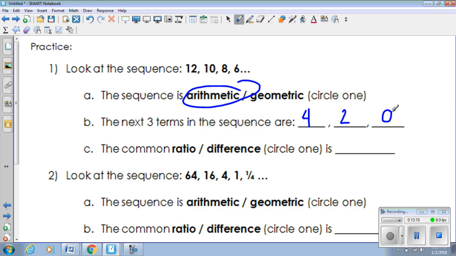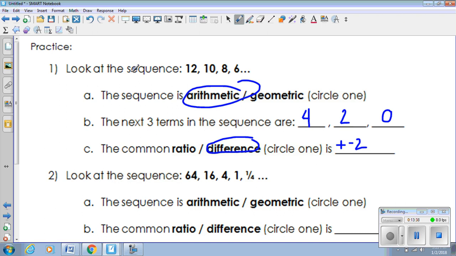The common ratio or the common difference is what? Well, I'm going to have a common difference because it's an arithmetic sequence. And that's what difference goes with. And what did I do each time? Well, I subtracted 2, which means I added negative 2 each time that I went from a different number.